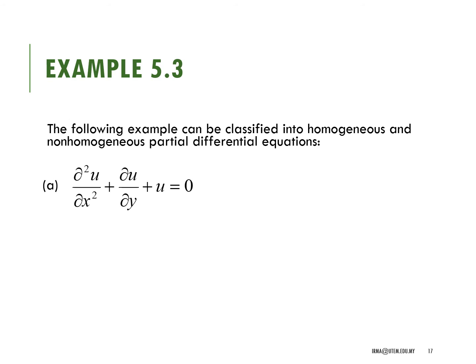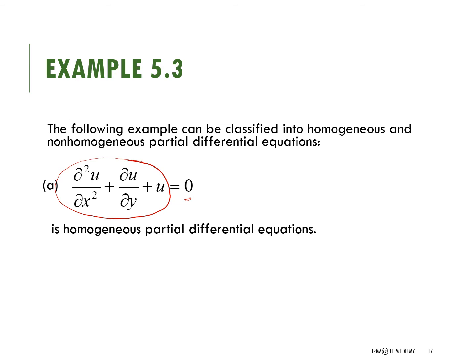Okay, we have all the equation on the left hand side involving u. So no need to rearrange, and on the right hand side it is equal to 0. So this is homogeneous.